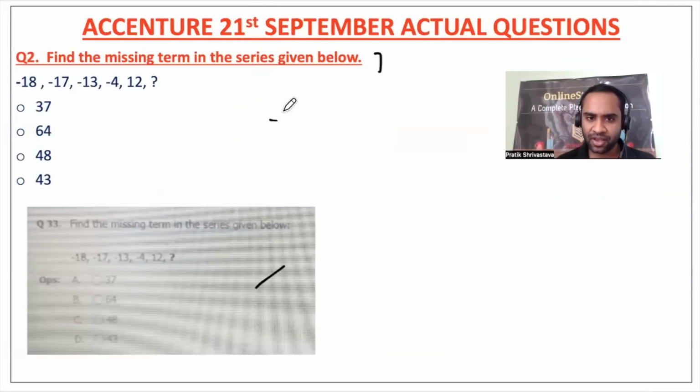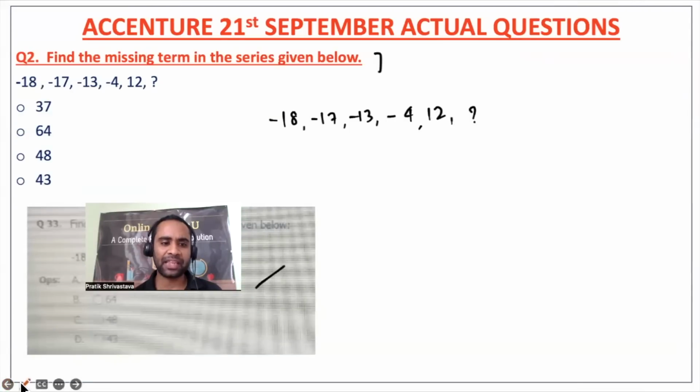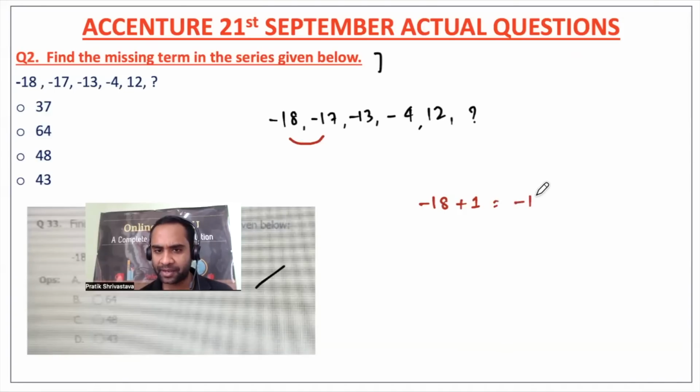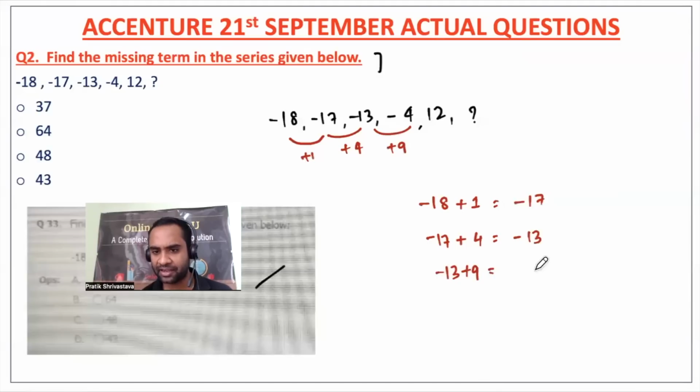Find the missing term in the series. We have minus 18, minus 17, minus 13, minus 4, 12, and then what? Many people will not even be able to guess how to start. So friends, if you see here, what is the difference? In minus 18, if you add 1, you get minus 17. In minus 17, if we add 4, you get minus 17 plus 4, which is minus 13. In minus 13, if we add 9, that is minus 4.